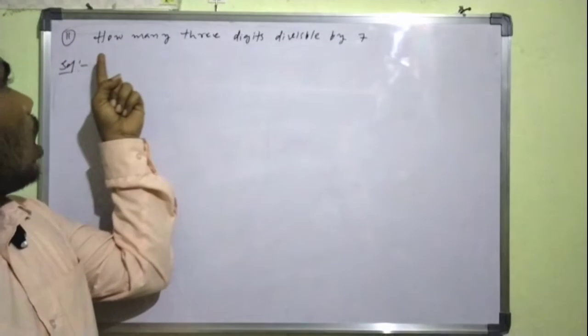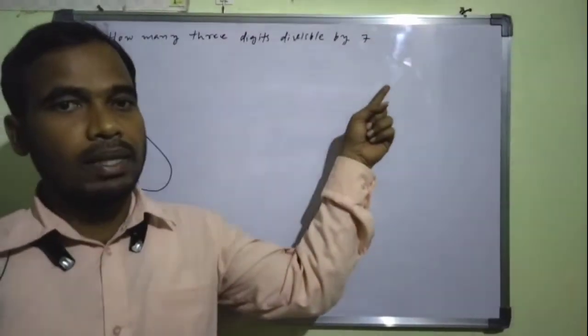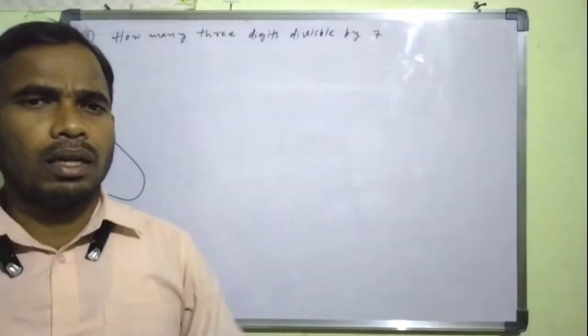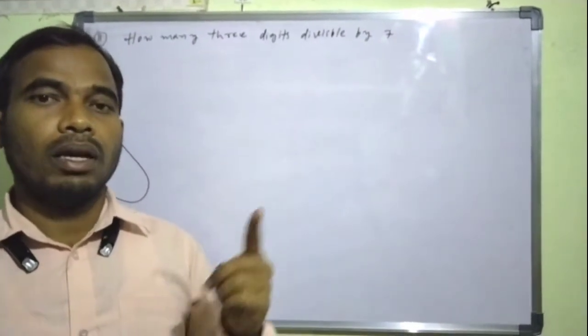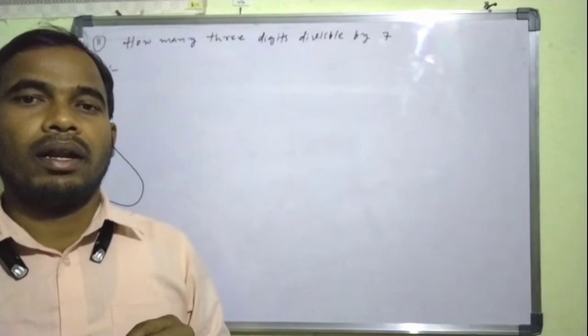Now 11th question, how many 3 digit numbers are divisible by 7? So the 3 digit numbers: the first number is 100, and the last number, the biggest number, is 999.